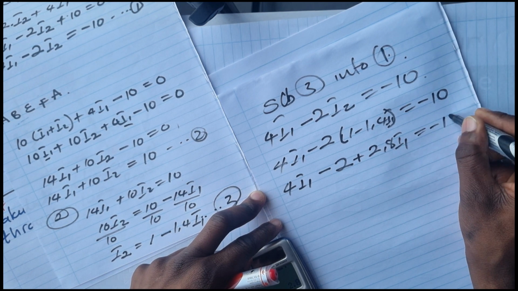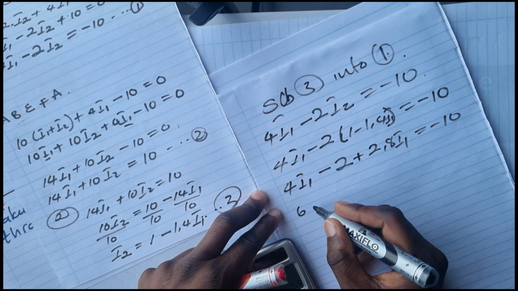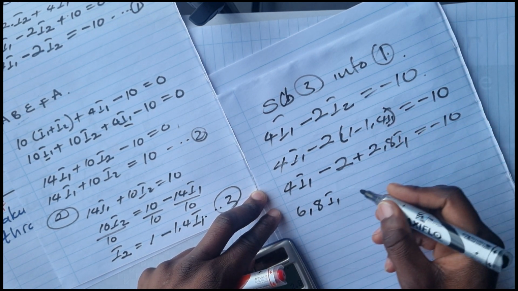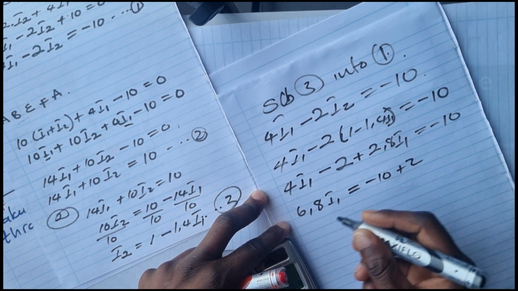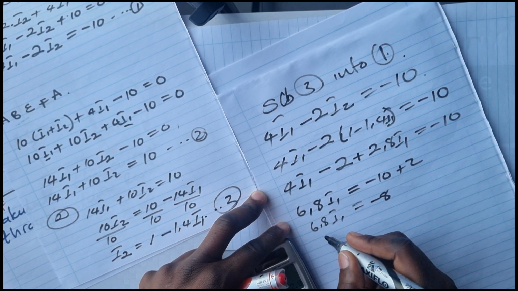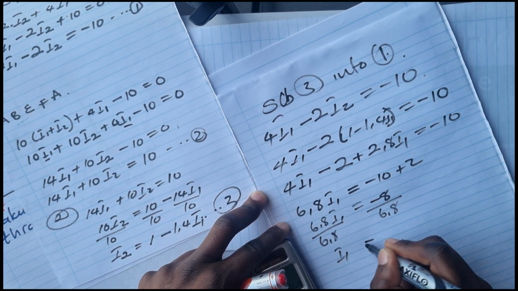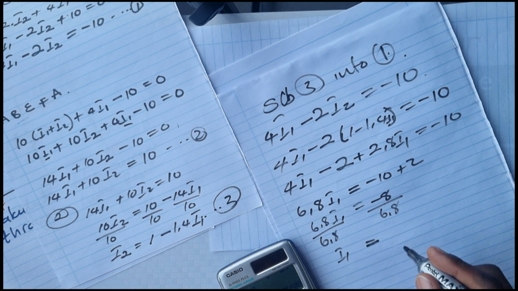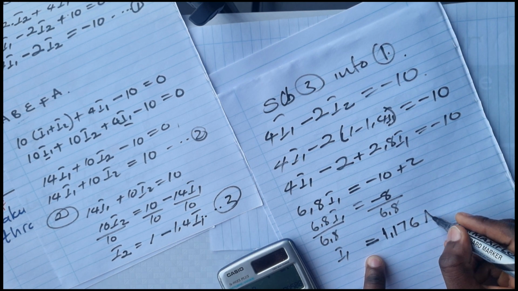I1 is equal to minus 10. Now we're going to simplify that. It's going to give us 6.8 I1. We take this to the other side, it's going to be positive. Then we are going to have minus 10 plus 2, which is going to be 6.8 I1 is equal to minus 8. Then we divide by 6.8, divide by 6.8. Therefore, I1 is equal to 8 divided by 6.8, which is equal to 1.176 amps.